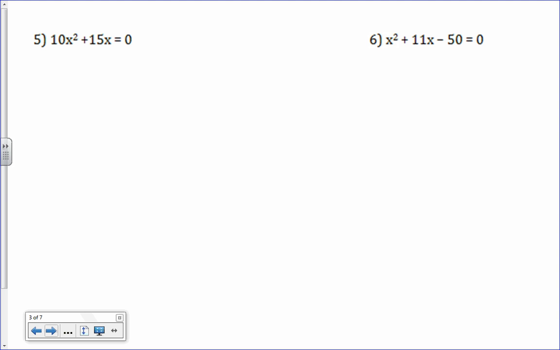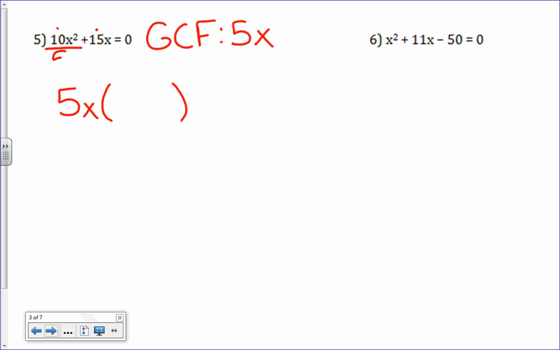But you could also factor. This is a GCF problem. And if you remember our steps for finding the GCF, the first thing we did was identify the greatest common factor. Okay? And the greatest common factor here is 5 and x. 5 will go into 10 and 15, and both of them have at least one x in common. So what we did when we found the GCF is we took it out, and we wrote it outside of a parentheses, and then we divided it out of each term.